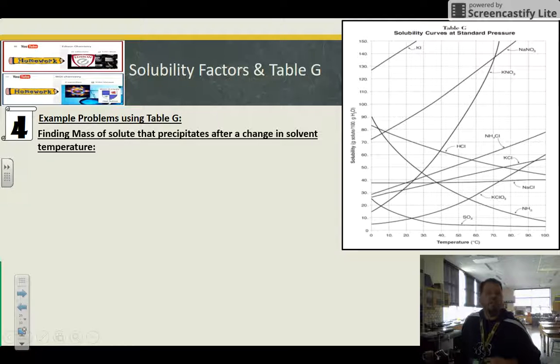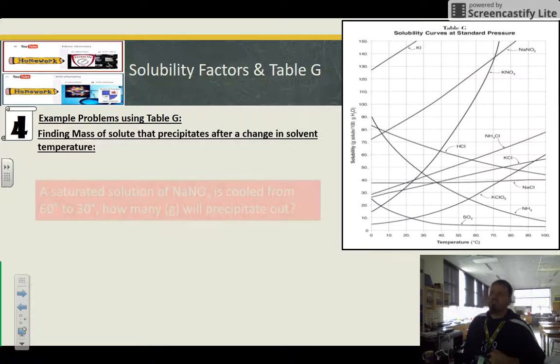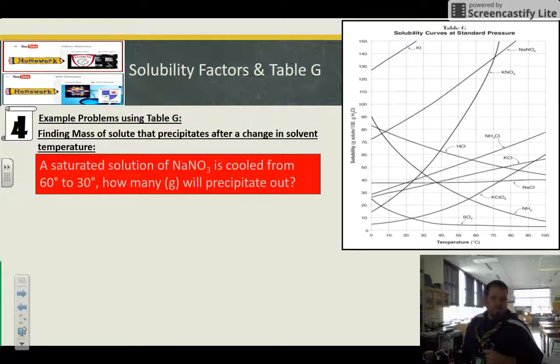Okay, finding the mass of solute that precipitates when I change the temperature. I like the change of the temperature because this one I get to slide down the ramp. Okay, like Chutes and Ladders. You never did play Chutes and Ladders, did you guys? Huh. We grew up on it.